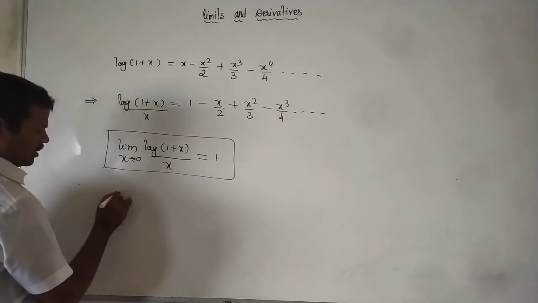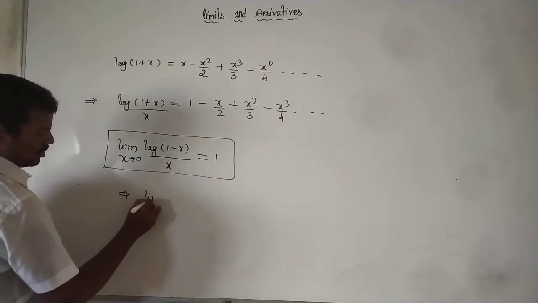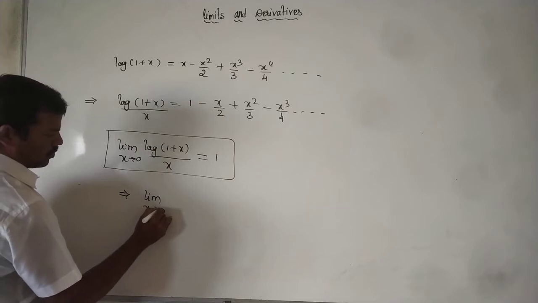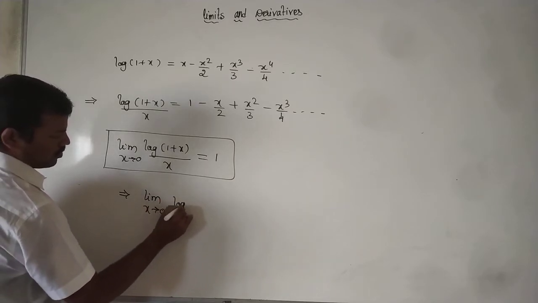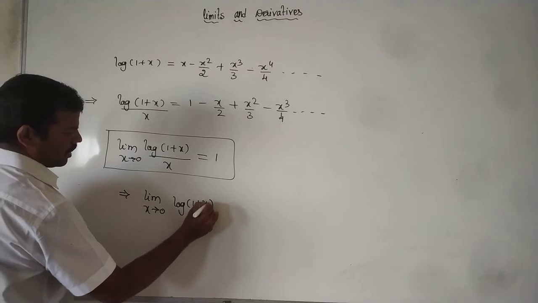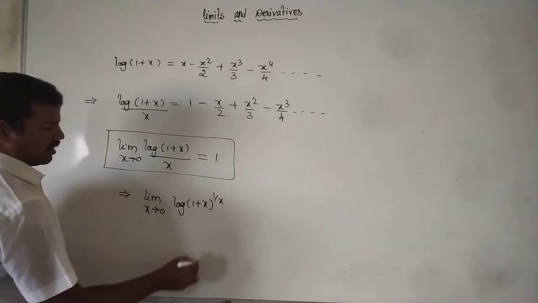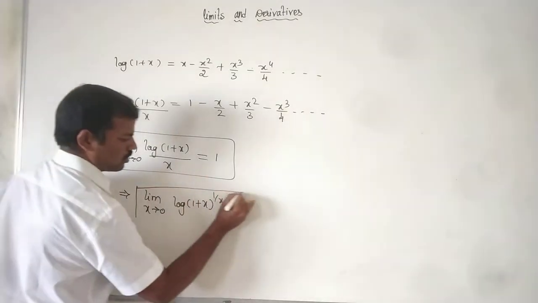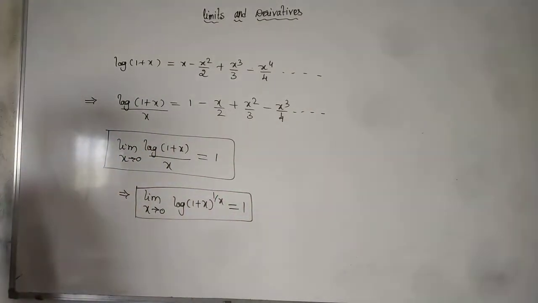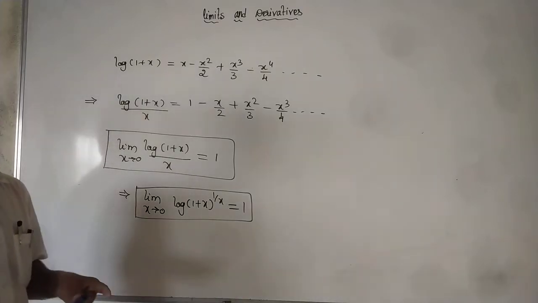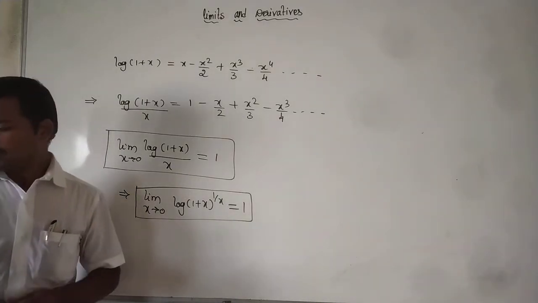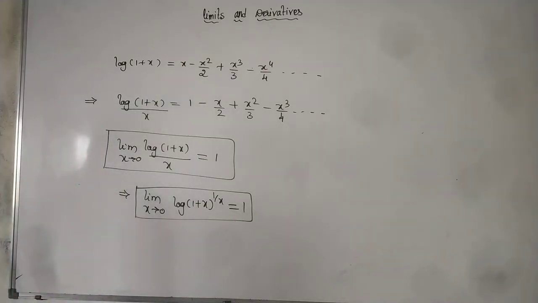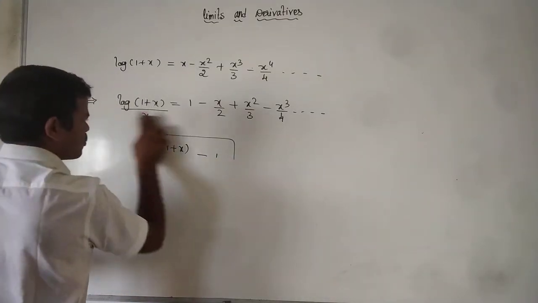Or we can write this like this also, limit as x tends to 0, log of 1 plus x raised to 1 by x, we can write like this by using the property, is equal to 1. Both are equal to 1. So these are very important result, you have to know this. So next we move, that is the problems on this. We are going to discuss the examples on this. Let us solve the examples on this.